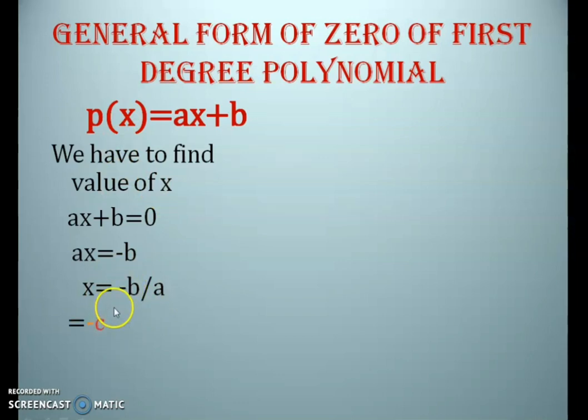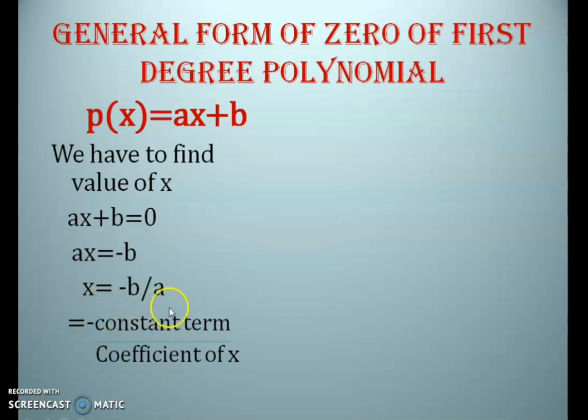So, this general term is minus constant term divided by coefficient of x. Here, b is the constant term and a is the coefficient of x. So, we can generally say that the zero is minus of constant term divided by coefficient of x. Now, we'll check this with an example.